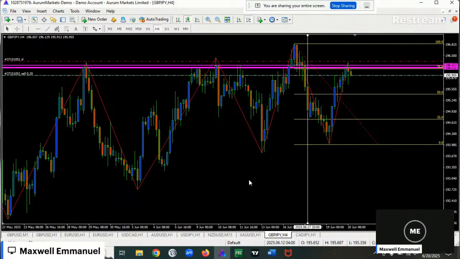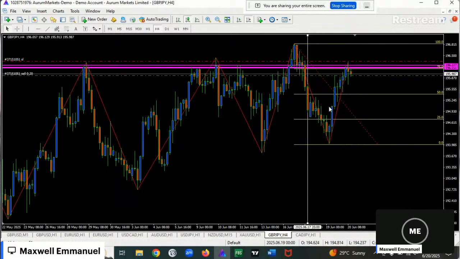Yes, that's it. Okay, so that's my take on GJ. Sell GJ. GJ is likely going to come and fill this fair value gap it's created.